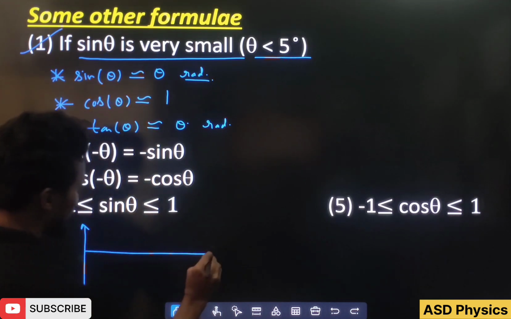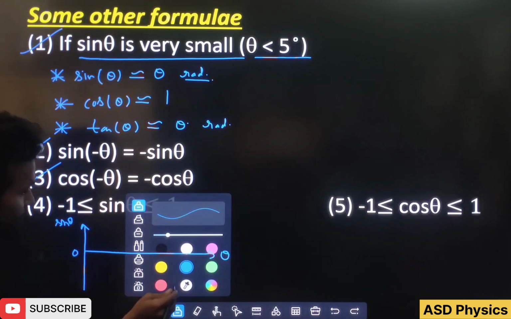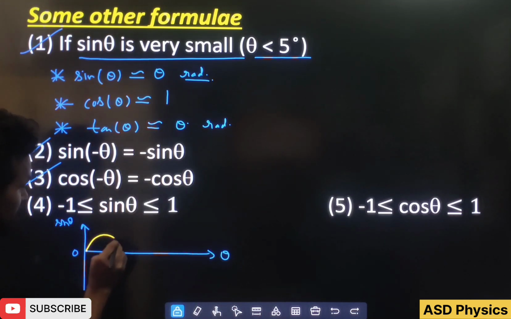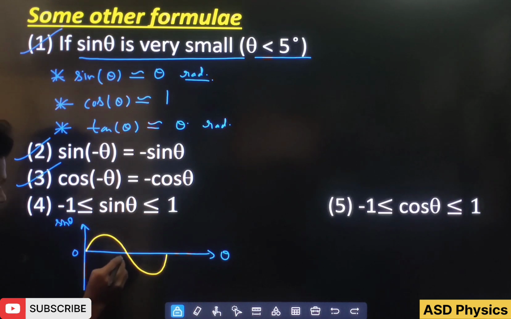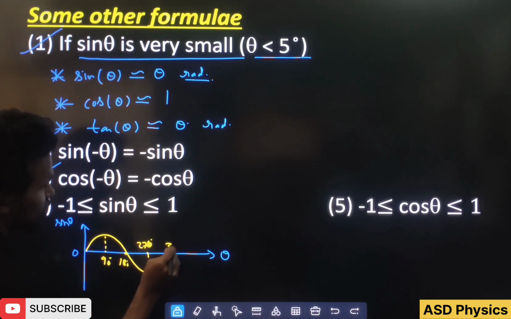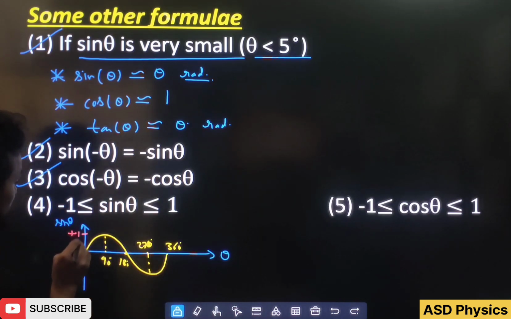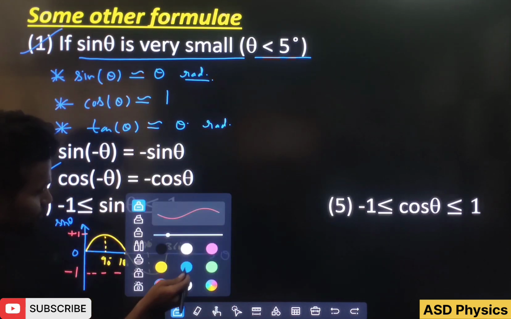See here, if I draw the graph, this is theta, this is sine theta. The sine theta graph looks like this. So 0 here, this is 90, you have to remember this, 180, 270, and 360. This value is plus 1, it will not go more than this, and this one is minus 1. So 0, 90, 180, 270 and 360. Remember that, okay students?